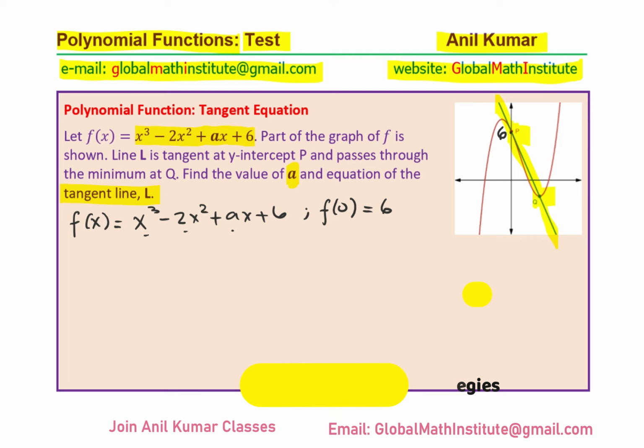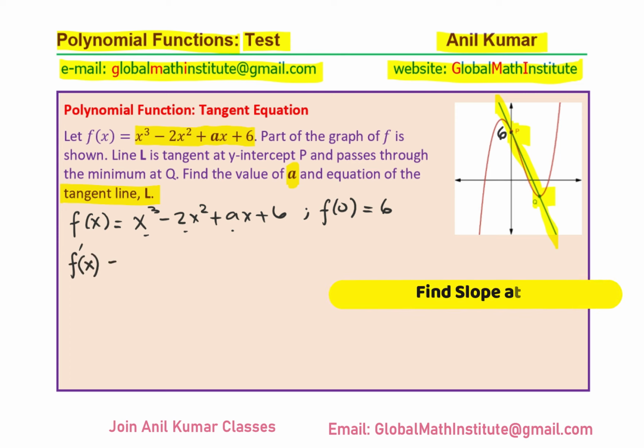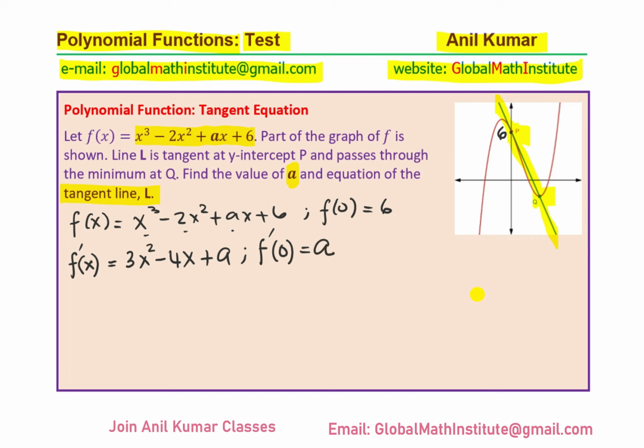Now let's find the slope of the tangent line at P. For that we really need the derivative. So the derivative of this function will be 3x squared minus 4x plus a. The derivative at the y-intercept, where x is equal to 0, is going to be: first two terms will be 0 and you're left with a, and that gives you the slope of the tangent line. Do you see that?